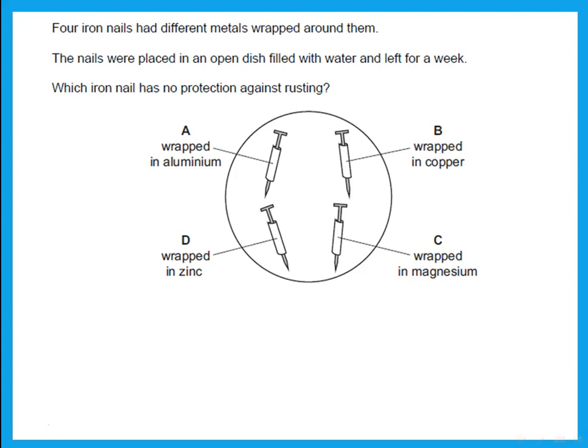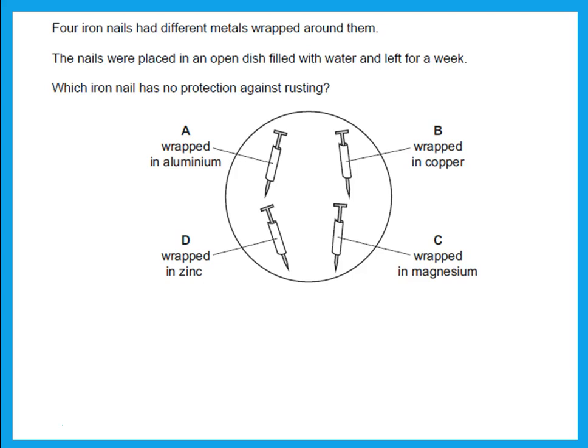Okay. Four iron nails have different metals wrapped around them. The nails were placed in an open dish filled with water and left for a week. Which iron nail has no protection against rusting? Remember, when we were saying we need to protect iron from rusting, what are the things that we said we could do? Well, we said painting, coating with oil or grease, and things like galvanizing or sacrificial protection. We said if we wrap the iron in a metal that is more reactive than iron, then it is that metal that will react instead of the iron.